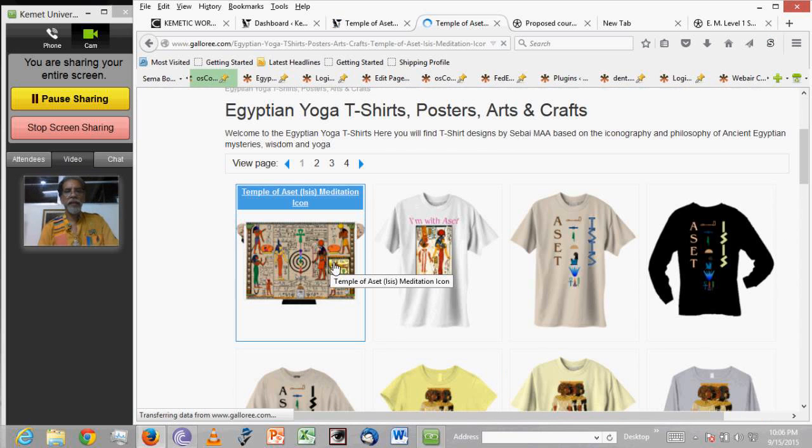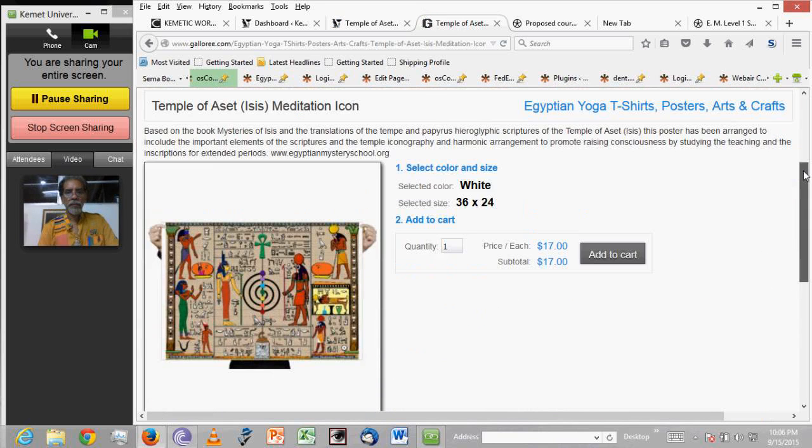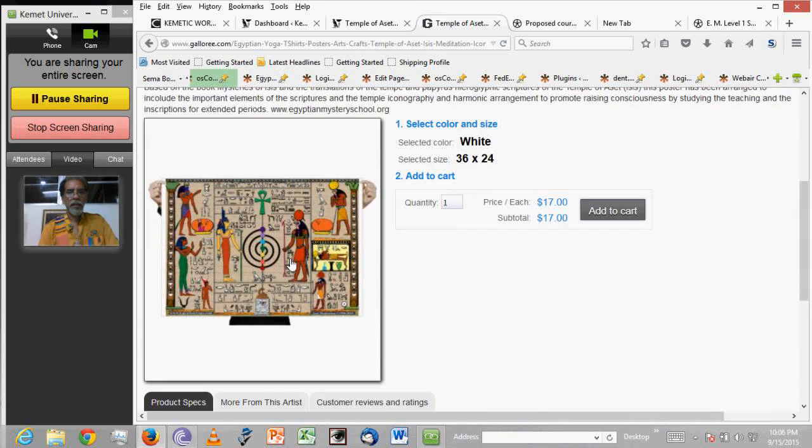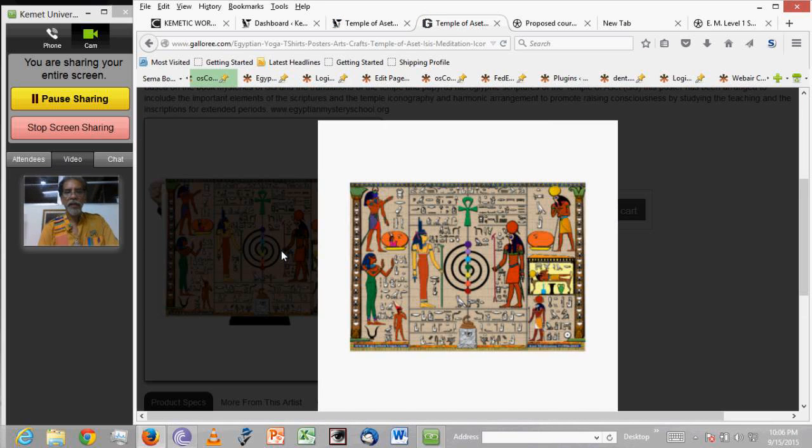And this is now available in the t-shirt poster arts and crafts store. This is the image of the meditation system poster. It's interesting, when I first showed it to Sabaja, she was talking about how it looks very, very complicated, very busy, they call it, in the business. Like when you have lots of things going on, maybe even too many things going on.